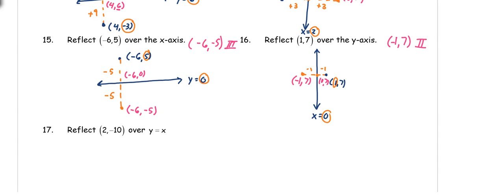Number 17, reflect 10, negative 2 over the y equals x line. So remember that y equals x is our diagonal line. And anytime we have a diagonal line, the shortcut, where we don't even need to actually draw this picture, is that we're always just going to switch the x and the y coordinate. So when I switch them, my new point would be negative 10, 2, which is in the second quadrant.